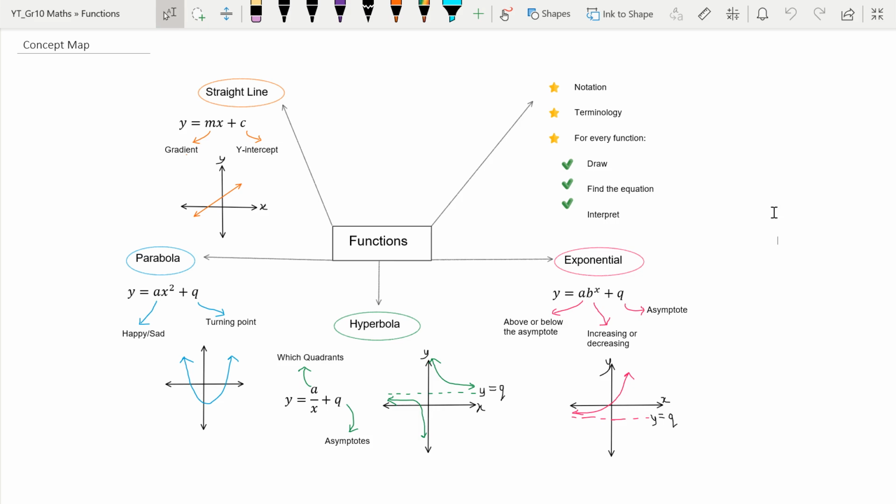And then lastly, grade 10s, we need to know the knowledge that we need to have before we start applying our knowledge. You can't apply your knowledge if you don't have it, is the certain notation. Sometimes they just use a word and you need to know what it means. And same with terminology. And then for every single function, you need to be able to draw it. You need to be able to find the equation of it, and you must be able to interpret it.